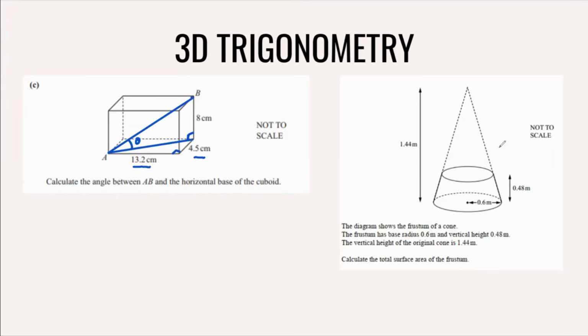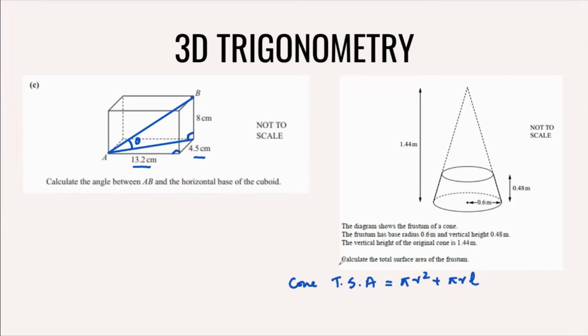Then when you have a cone, for example in this case, it says the diagram shows the frustum of a cone, and the frustum has a base radius of 0.6 and vertical height of 0.48. The vertical height of the original cone is 1.44. We have to calculate the total surface area of the frustum. For the total surface area, the formula is pi r squared plus pi r l. This is the total surface area formula for a cone.